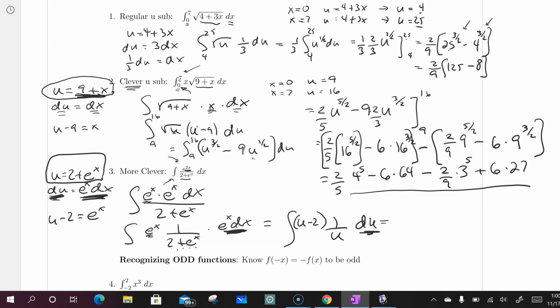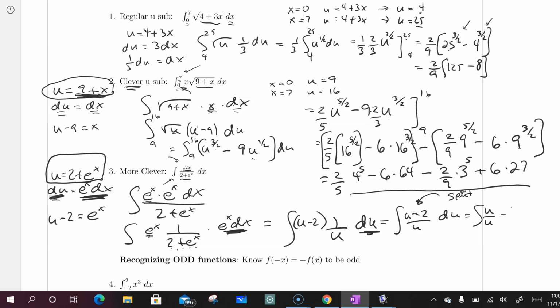All right, so let's see what we've got here. So u minus 2 over u du. No limits to change, that's nice. So what am I going to do here? Lots of good algebra can happen. I can split it up if I have an addition or subtraction in the numerator. So I'm just going to go slow.